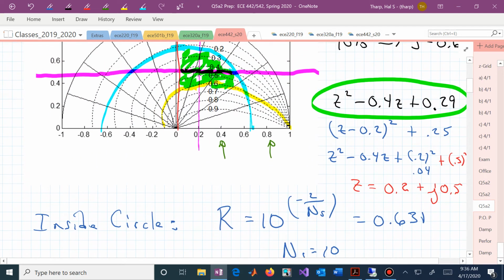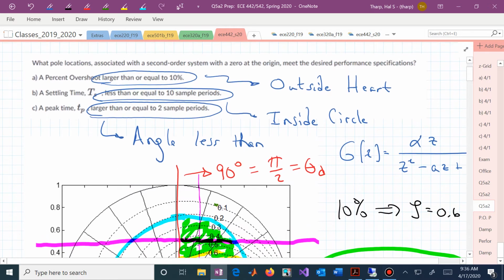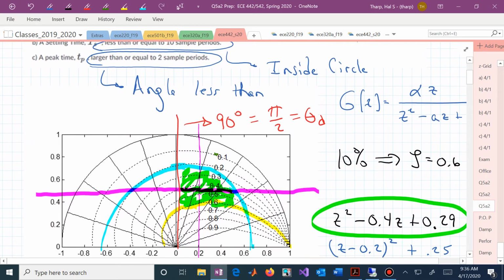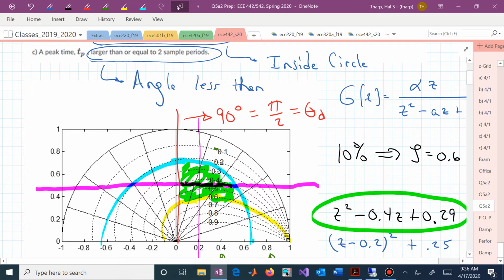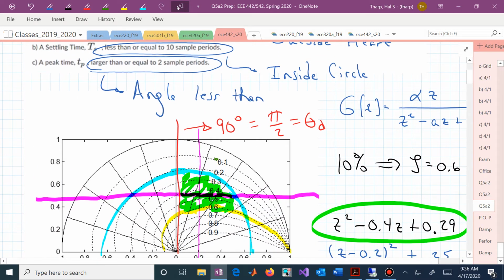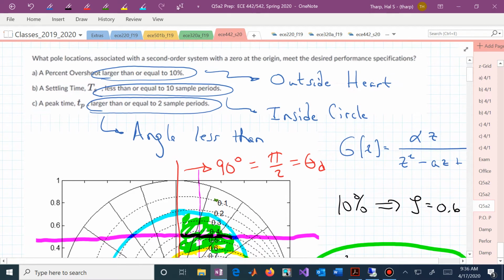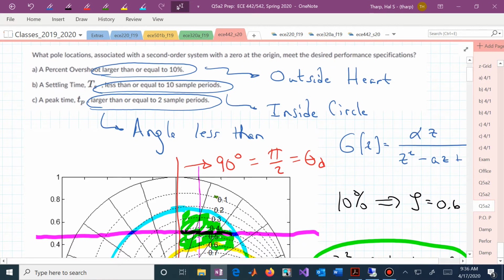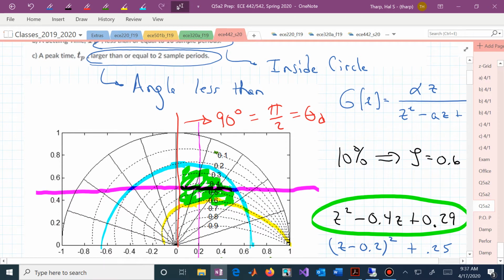So that's now how we arrived at the answer to this particular problem. I think it's enhanced in terms of your thinking through to just have this grid in front of you and start shading areas or regions that are consistent with these performance specifications, and then find the intersection of all three of those, and that's what I've tried to shade in green in this Z-plane grid. Hopefully that now helps with that lowest scoring problem.